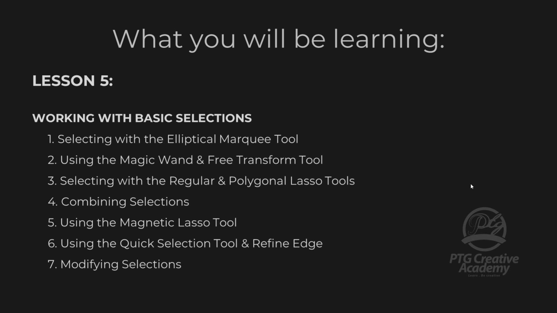Then in lesson five, we'll talk about basic selections, the elliptical tool, the magic one, the lasso selections, combining selections when you want to trim images, basically the lasso, the magnetic lasso too, the quick selection, and how to refine edges. When you're talking about trimming hair, you want to trim hair and all those good stuff. Then how you can modify the selections and all of that.